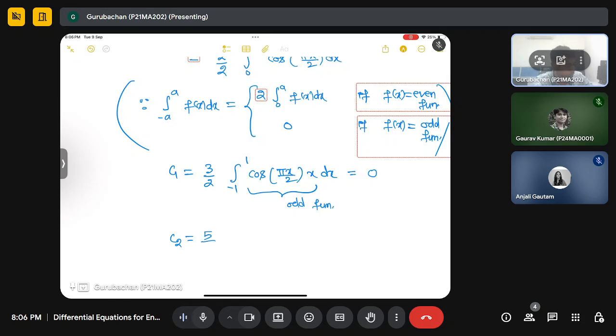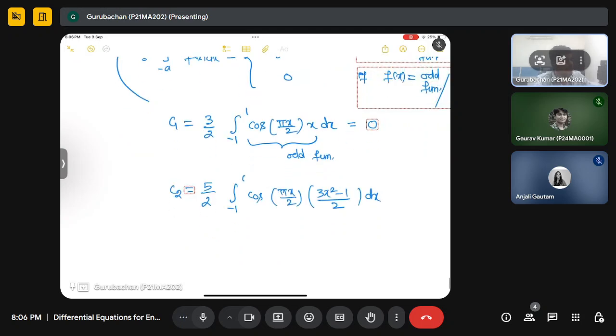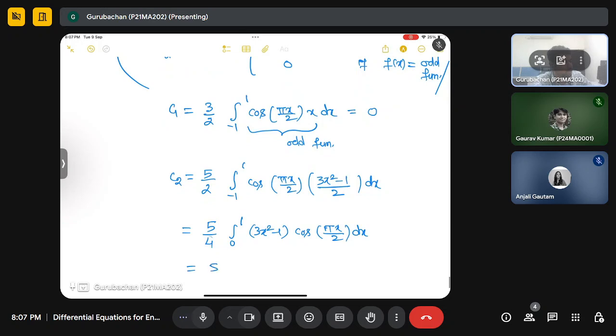Again, this will be 5/2, integral from -1 to 1 of cos(πx/2) into (3x^2 - 1)/2 dx. If you observe, this is an even function. So since this is an even function, this will be 5/8, or 2 times of this, so this will give you 5/4, integral from 0 to 1 of (3x^2 - 1) cos(πx/2) dx. Now you have to integrate this.